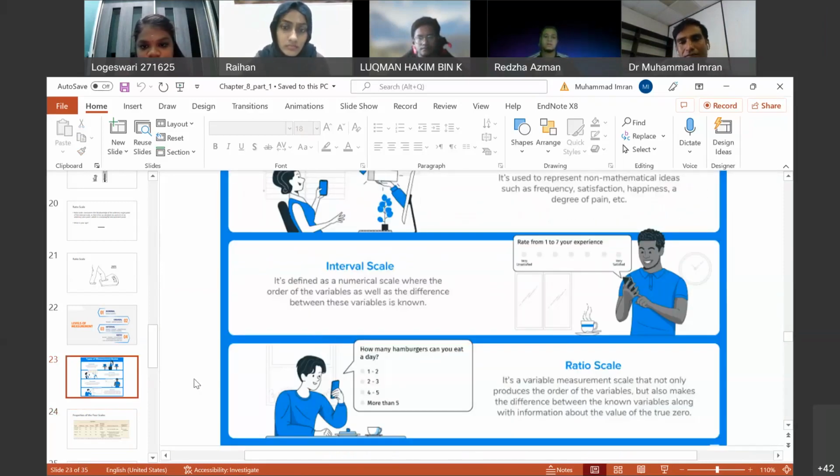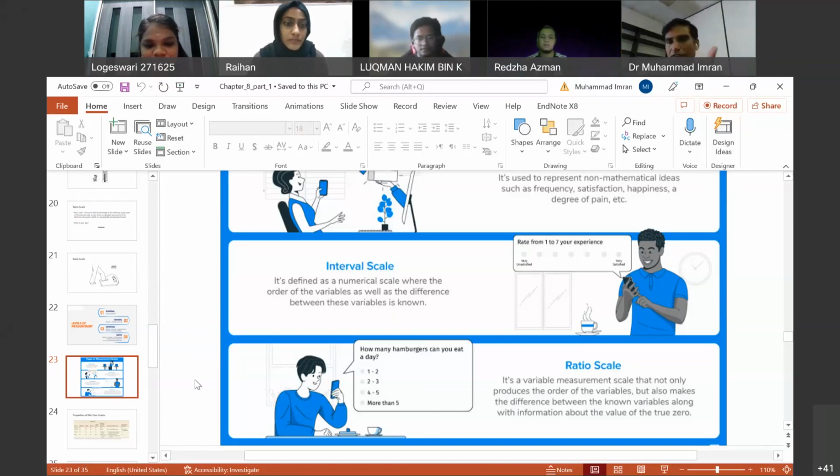Okay, now whose turn? She knows very well and she can explain the ratio scale. You can understand my English, good. A ratio scale is a variable measurement scale that not only produces the order of the variables, but also makes the difference between the variables known, along with information about the value of the true zero. True zero, we already understand.